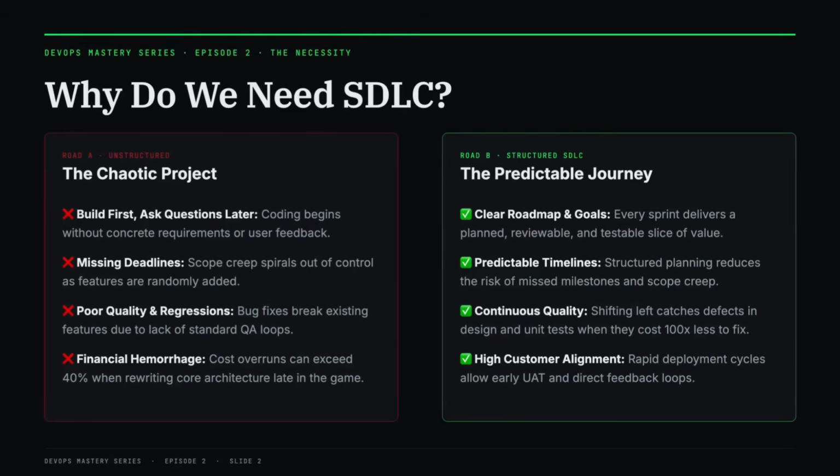Now look at the second row on the screen. Here requirements are collected first, then plans are created, designs are prepared, then development follows a structured path. The project reaches its destination successfully. That's why SDLC exists. It provides structure to our software development.